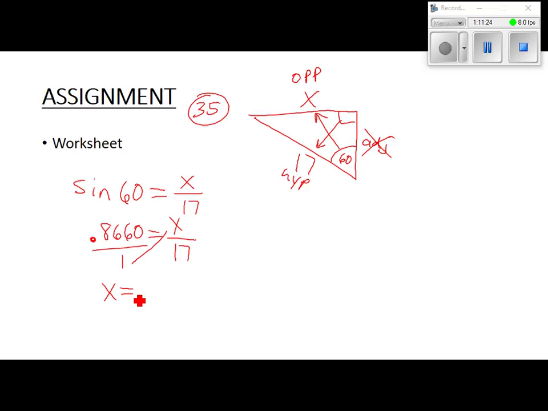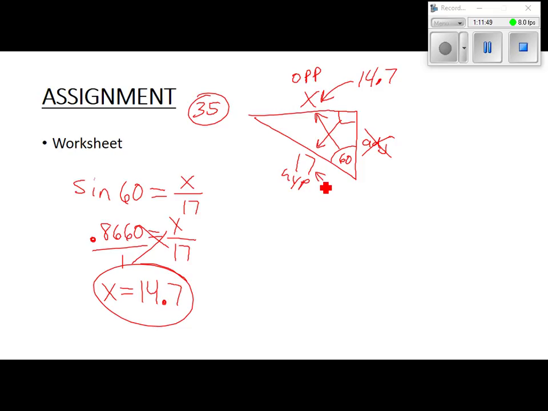Now, the one that I picked and the one you picked worked out where we cross multiply here and you just got x. Sometimes you may have to divide to finish solving. This time and the last time we didn't have to. What do you get when you cross multiply this way? 14.7. How long is that side right there in that triangle then? 14.7.